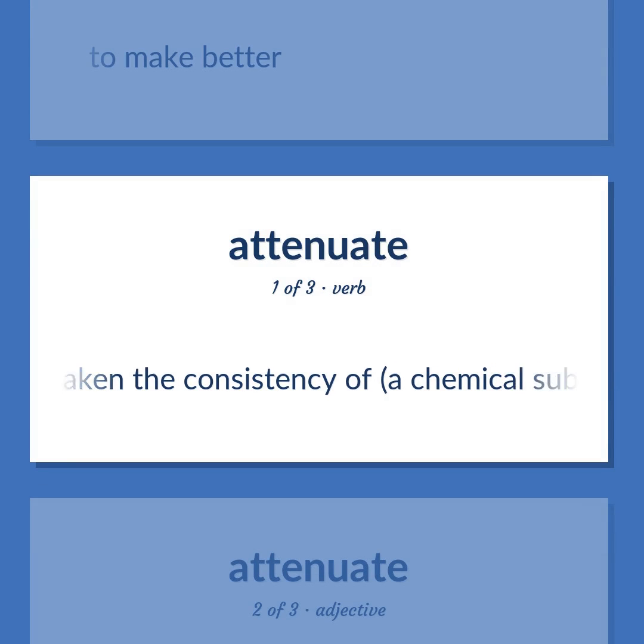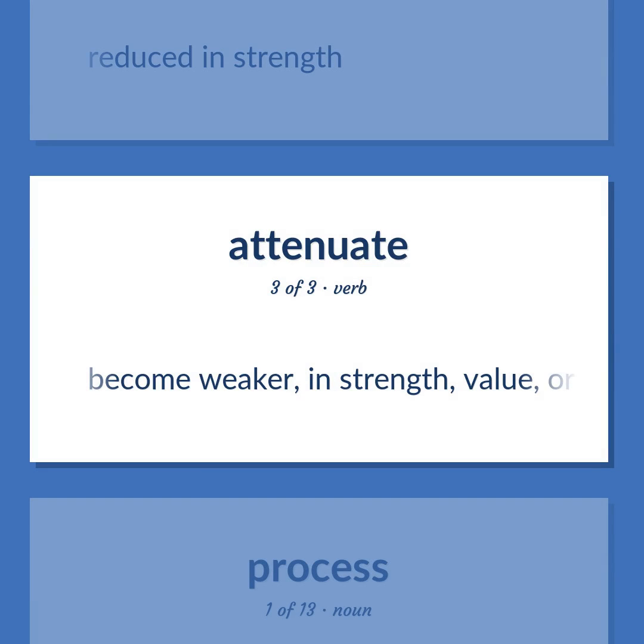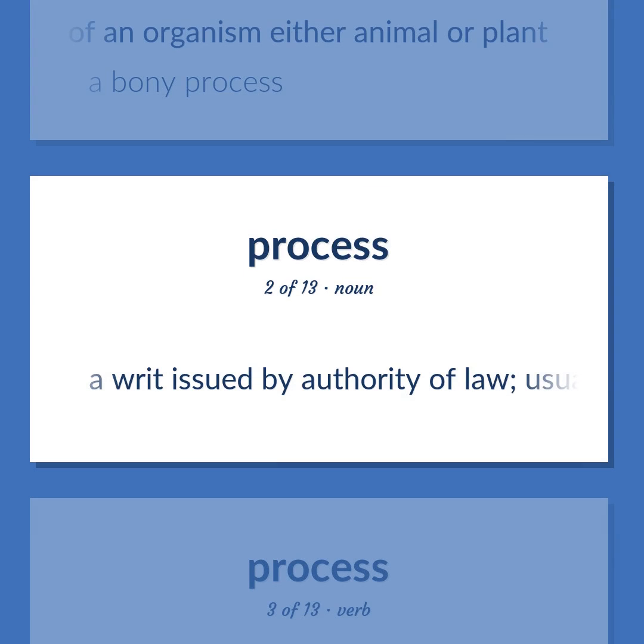Weaken the consistency of a chemical substance. Reduced in strength. Become weaker in strength, value, or magnitude. A natural prolongation or projection from a part of an organism, either animal or plant. A bony process. A writ issued by authority of law. Usually compels the defendant's attendance in a civil suit. Failure to appear results in a default judgment against the defendant.